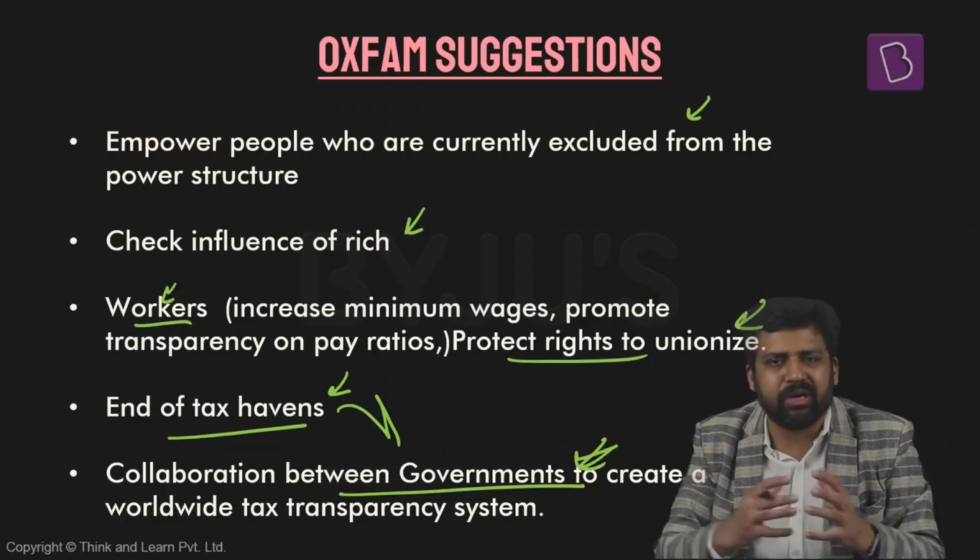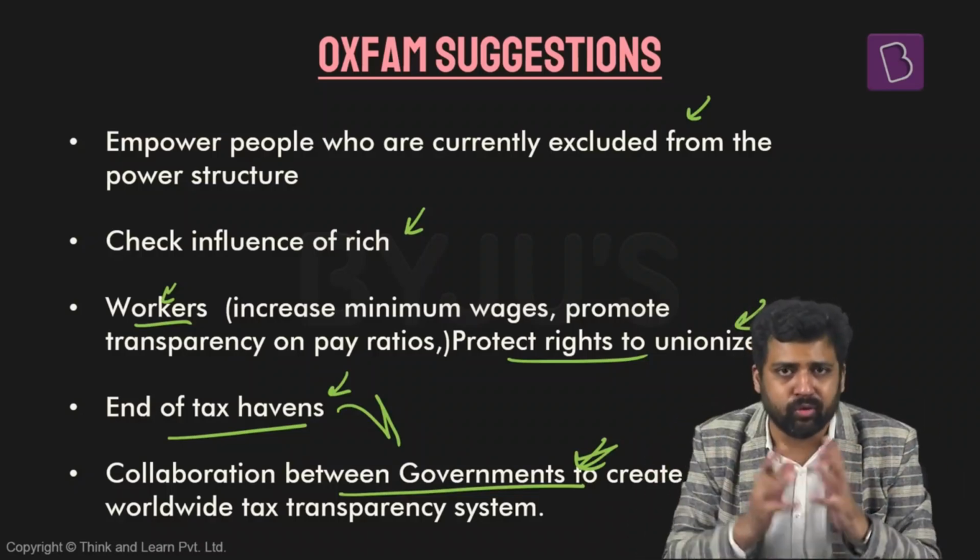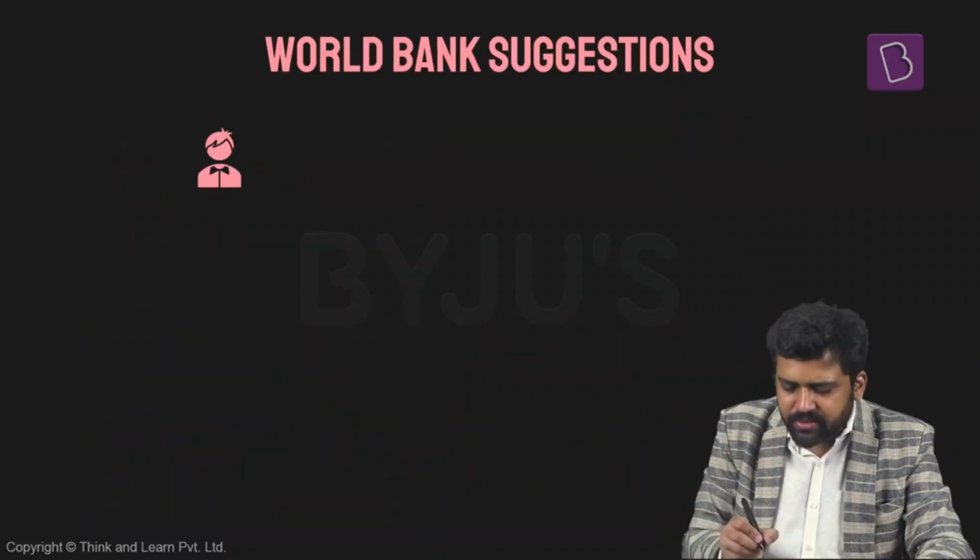And for ending these tax havens, you need to have collaboration between governments. It's not that one government can do things, because these tax havens are located in different parts of the world. You need international coordination. So this is what Oxfam suggests. Apart from this, there are some suggestions made by the World Bank time and again.